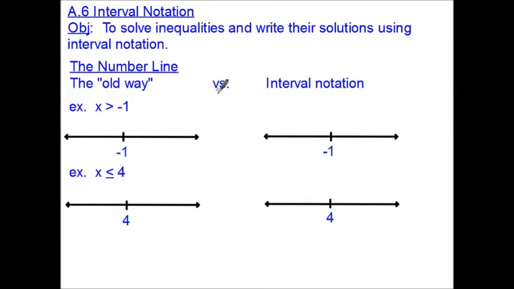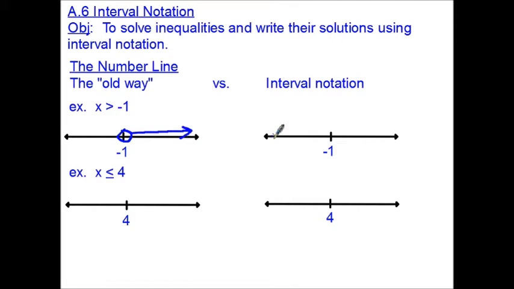Section 8.6 is on interval notation. Our objective is to solve inequalities and write their solutions using interval notation, which is a fancy way to do inequalities, and hopefully that'll become more evident as we go. In the number line the old way, if I had x is greater than -1, we'd put an open circle and then an arrow going off to the right to show that.